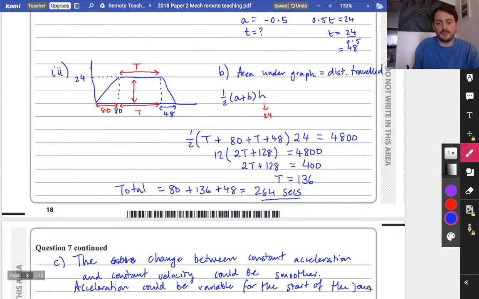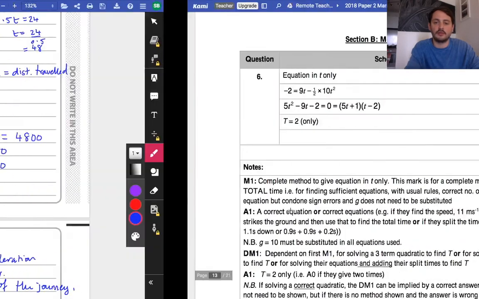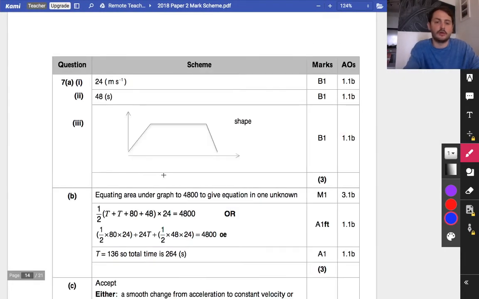Let me remind myself, I'm never as good at these ones. Let's remind ourselves of what's been said in the mark scheme, just to see we can definitely give you the perfect phrasing for this. Okay, so we'll just double check our answers. So we've got 24 and 48 and the shape of the graph.